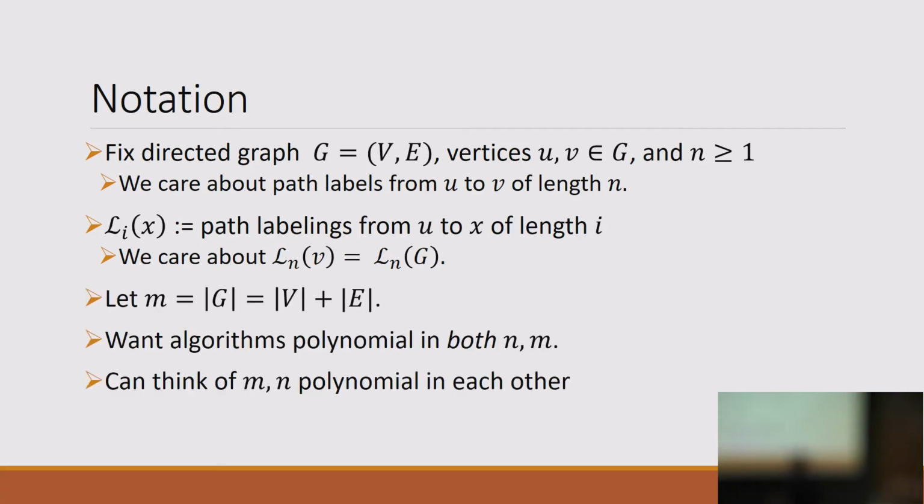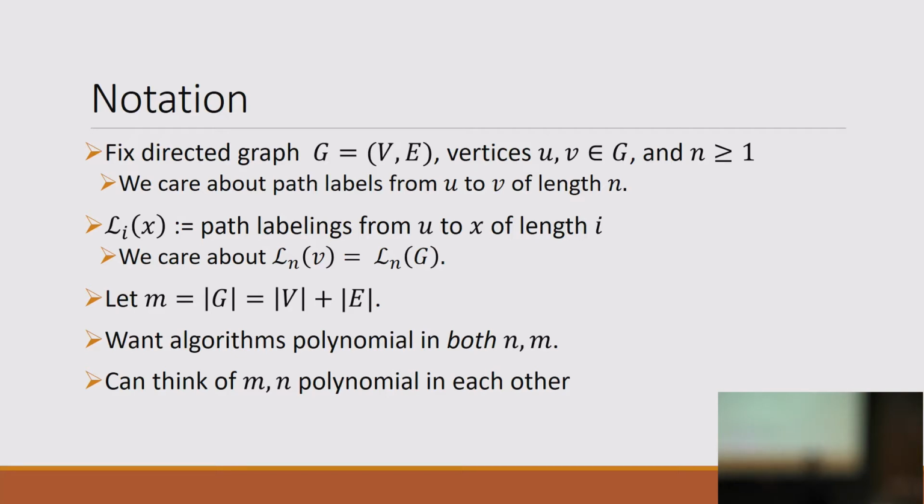And I'm going to let the letter m denote the size of the representation of the graph, like the number of vertices plus the number of edges. Now this might be a little bit frustrating to some people because I'm using n to denote the length of the path and m to denote the size of the graph. I know sometimes n is the number of vertices, but for now n is always going to be the length of the path, and m is going to be the size of the graph. Let's just say the number of edges plus the number of vertices. Okay, and our goal in this talk is polynomial time algorithms in both n, the length of the path, and the size of the graph.